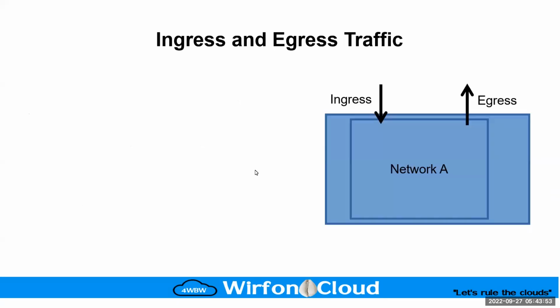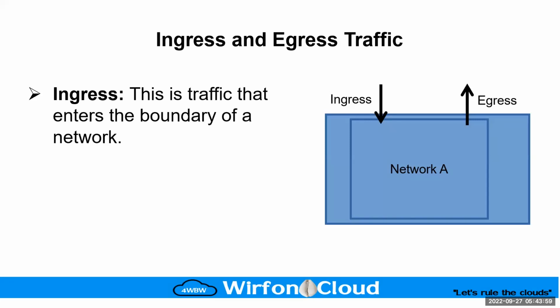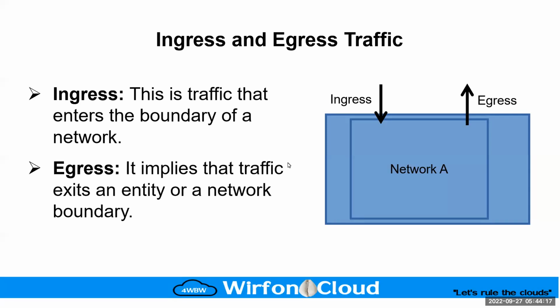Now, another term is ingress and egress traffic. Ingress traffic is traffic that enters the boundary of a network, as we see in the diagram by the side here. Egress is the traffic that exits an entity or a network boundary. These terms are very important to note, as we'll be using them over and over again as we go along the course.